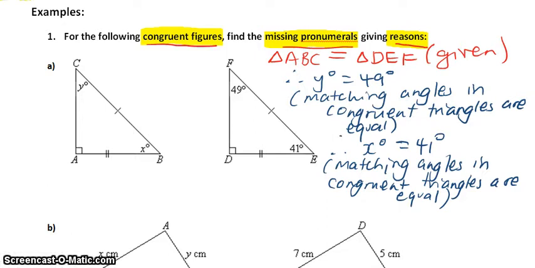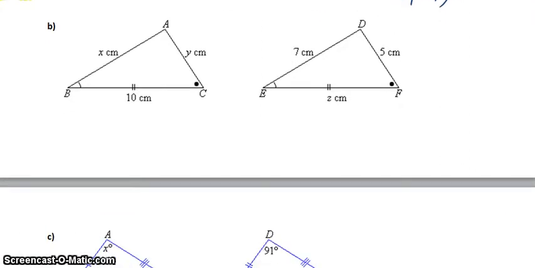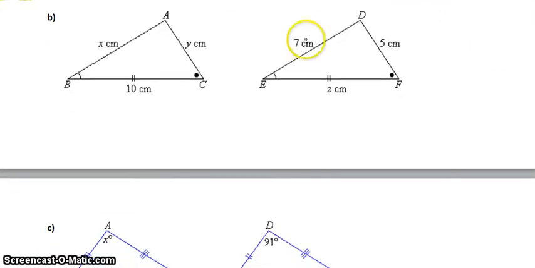And that's all you need to do for question 1. We found x and y. Let's go to question B. Remember, they've told us that these triangles are congruent already.